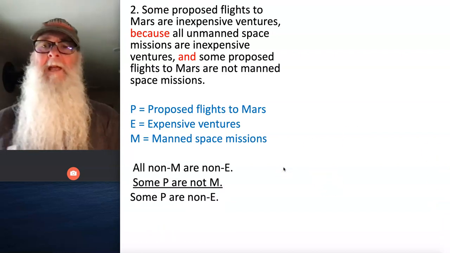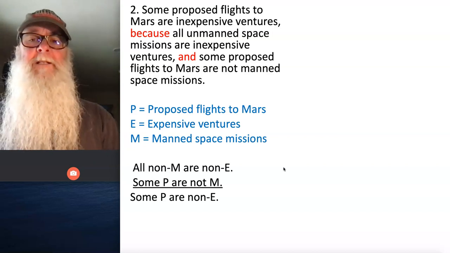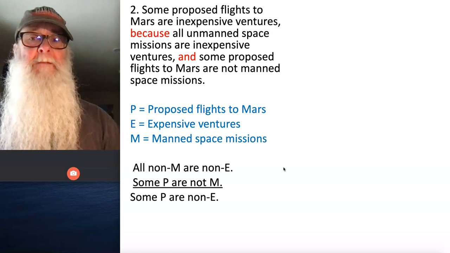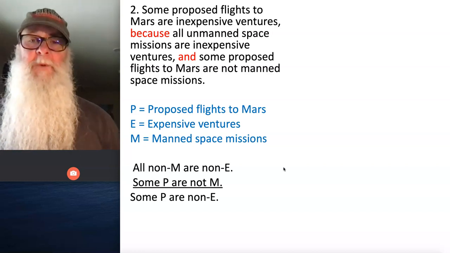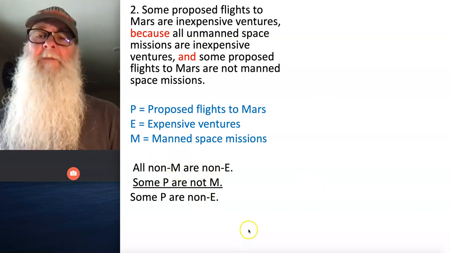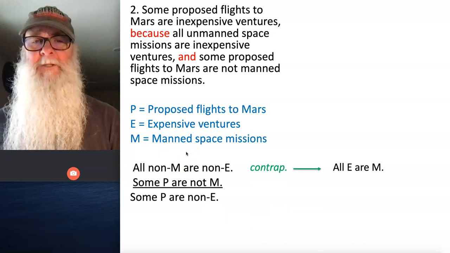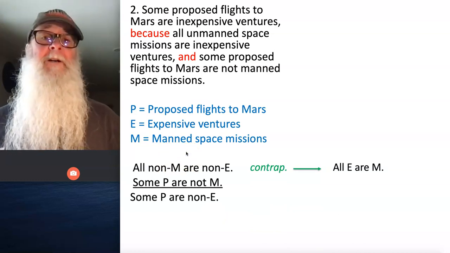With these as terms, I have as the first premise, all non-M are non-E. Some P are not M is the second premise, and the conclusion is some P are non-E. So what we want to do is try to eliminate all of these term complements, and we can do that with the first premise really easily by applying contraposition to that A statement, so that all non-M are non-E becomes all E are M.